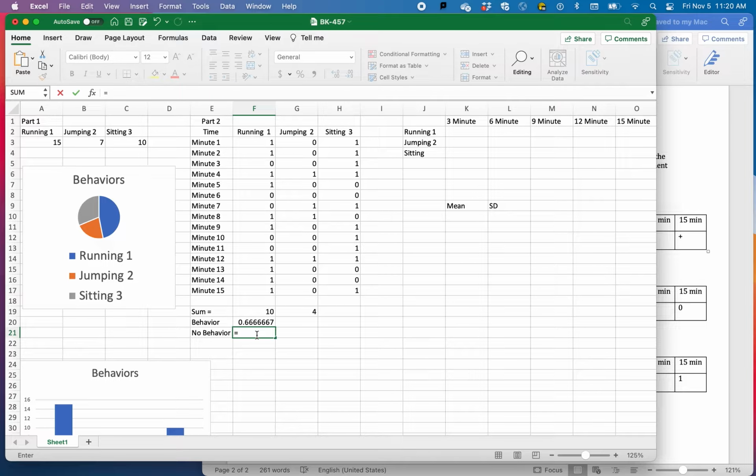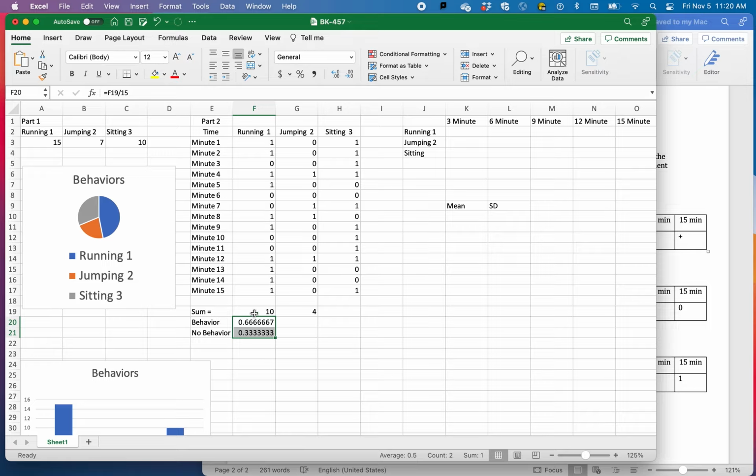The next thing you want to do is find the percentage of time that you did not observe the behavior. To do that, you just need to subtract 66% from 1. And so I'm going to show you how to do that. You hit equals, you type a 1 because 1 is the whole number of times that you could have observed the behaviors, minus the number of times you actually did observe the behaviors, and that gives you 33%. So 33% of the time we didn't observe the behaviors. And so you'll do that for each of these, and then you'll do a pie chart for these as well.